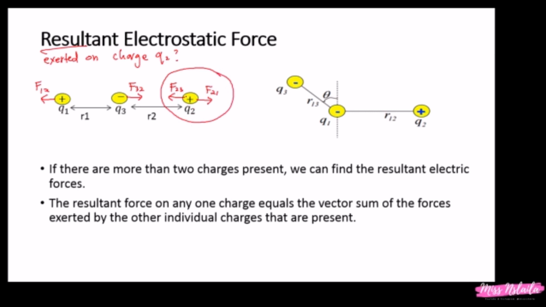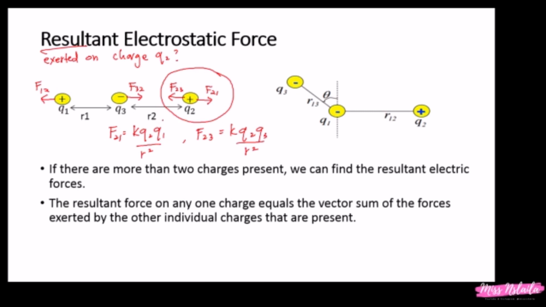F21 and F23, they will not have the same value because F21, the equation is K Q2 Q1 over R square. And F23 is K Q2 Q3 over R square. So how to find the resultant? Then you can minus F21 minus F23 because they have different direction.